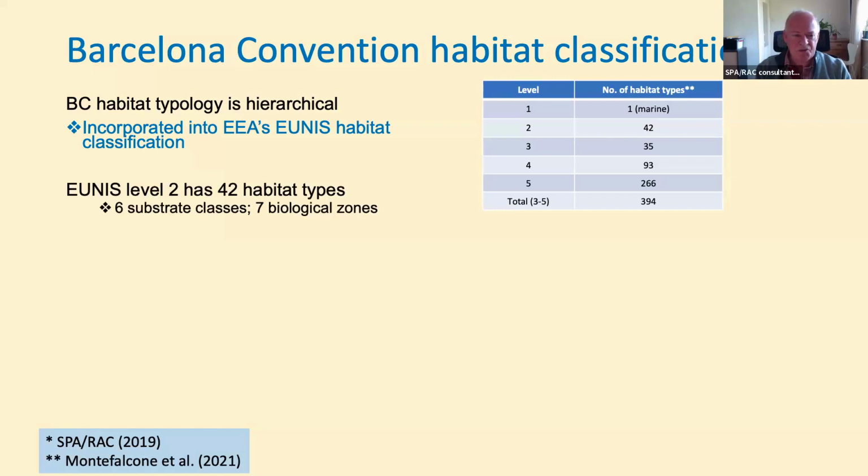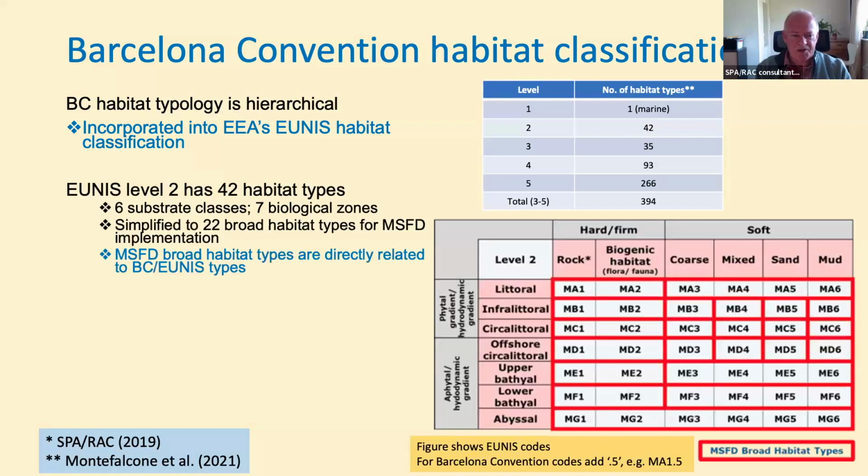And at level 2 in the system, there are described 42 habitat types, comprising the combination of 6 substrate classes and 7 biological zones, which you can see in this diagram here. So we have rock and coarse and mixed and sand and mud, and we have the shallow infralittoral and circalittoral, and going into the deeper bathyal and abyssal zones.